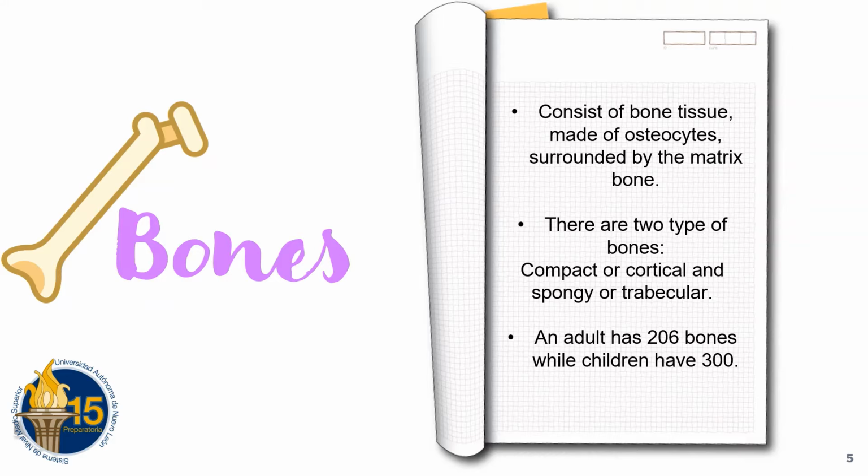I mentioned bone, but what is a bone? It consists of bone tissue, which is a specialized type of connective tissue made of cells, the osteocytes, surrounded by a hardened matrix, which is the bone matrix. According to the organization of the elements, there are 2 types of bone, the compact or cortical and the spongy or trabecular. Have you ever wondered how many bones you have? Well, the answer depends on your age, because an adult has 206 bones, while children have 300 bones. This is because during growing, some bony pieces are fused.